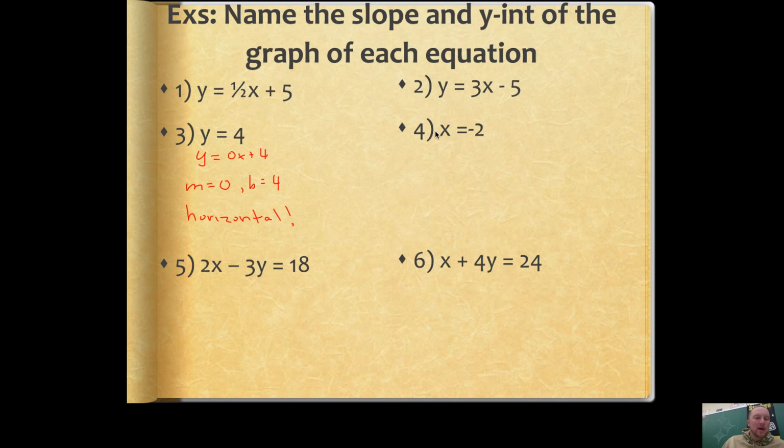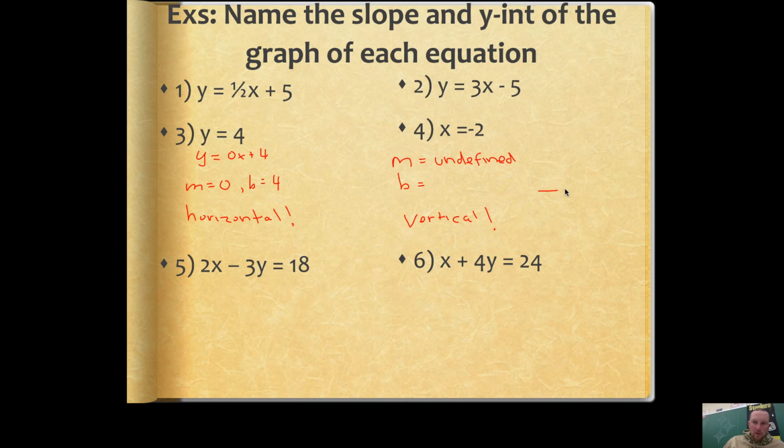So likewise, what happens if there's an x but no y? What kind of line would it be? It's going to be a vertical line every single time. So what's the slope? Remember, slope would be undefined. What's the y-intercept?